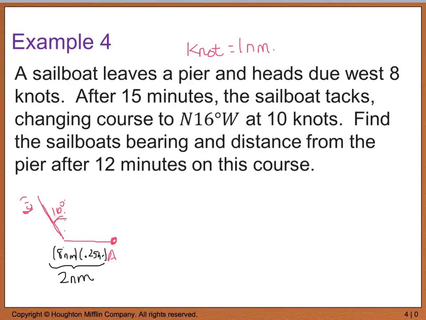And we have to find out how long we're going. It says to find the sailboat's distance from the pier after 12 minutes. So 12 minutes out of 60 minutes is 1/5, or 0.2 hours. When we multiply 10 by 0.2, we get 2 nautical miles. The actual question being asked is to find the sailboat's bearing and distance. So I'm going to go from here to here, and it's this line right here that I'm actually interested in knowing the total distance of. So I'm going to call it D.